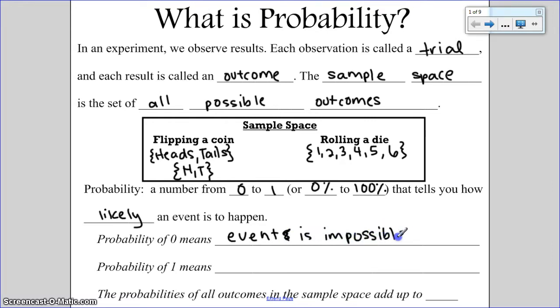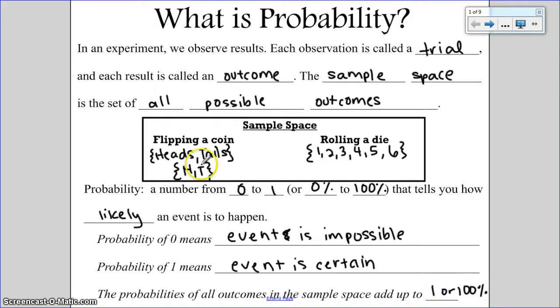On the opposite side, a probability of 1 means that the event is certain. It is definitely going to happen. And this next sentence is also really important. It says the probabilities of all outcomes in the sample space add up to 1, or 100%.